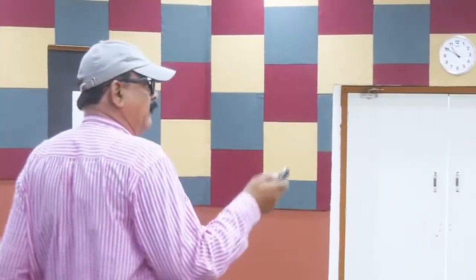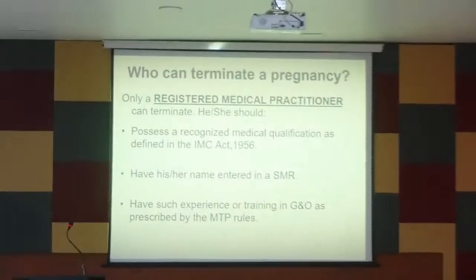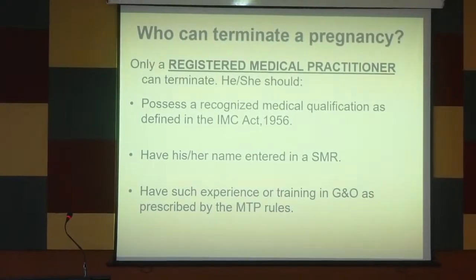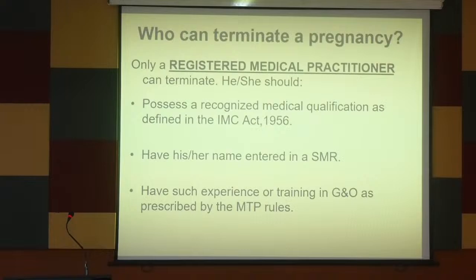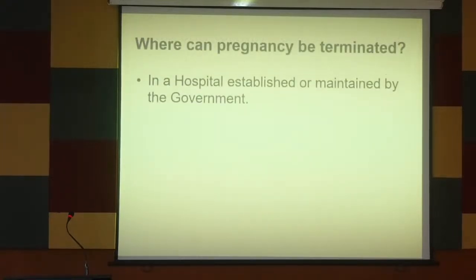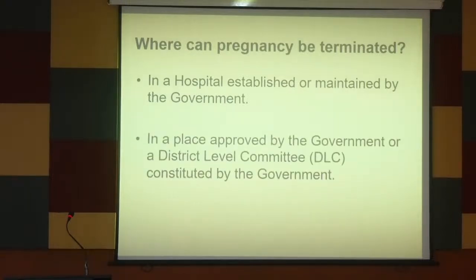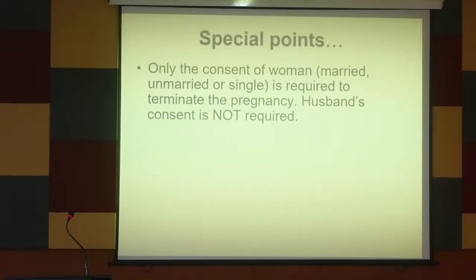See, he or she must have his or her name entered in the SMR register. Okay, must have experience in such training in GA. Whoever does an MTP has to be experienced and has to have done a house job in gynae. It's very important. Where can a pregnancy be terminated? In a hospital maintained by the government. Remember, sterility is very important so that you do not go for what I was talking about, septic abortion. Not in villages, in schools, in their own clinics, where sterility is not maintained. In places approved by the government, at district level, the DLC constituted by the government.